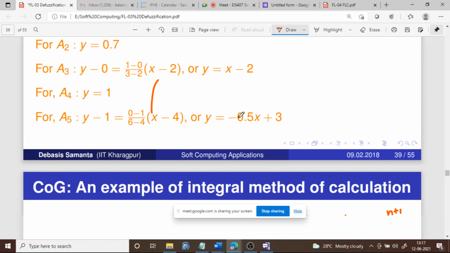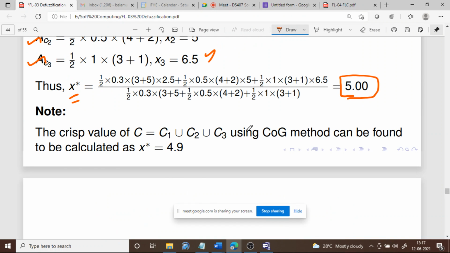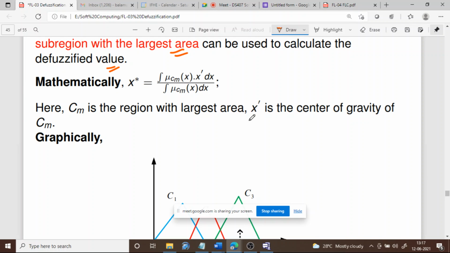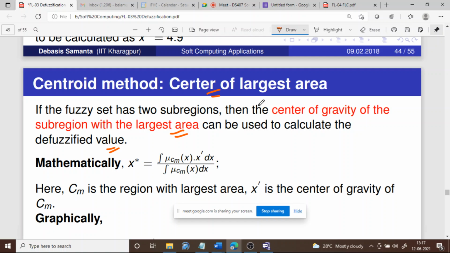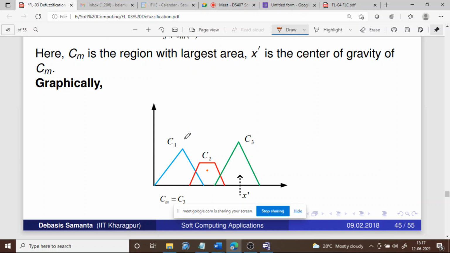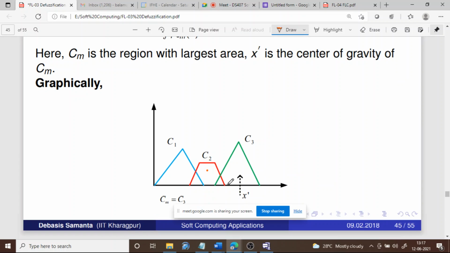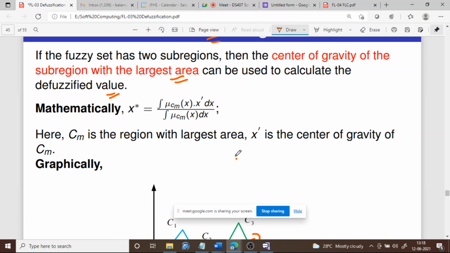So that's it about the centroid method. Basically, here we have discussed the center of gravity method, the center of sum method, and the third technique is center of area. Actually it is center of largest area, but this is applicable only if you have more than one membership function, and if one of the membership functions is largest, then you can apply the centroid, center of gravity technique on this particular function alone, and whatever crisp value you get for this particular function alone, you can say that is the output. Okay, so that's what this technique says.